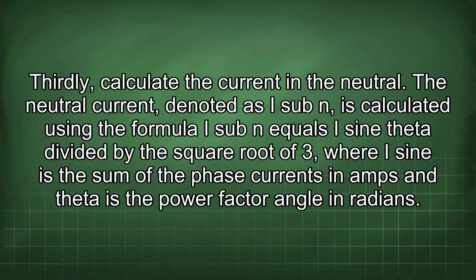Thirdly, calculate the current in the neutral. The neutral current, denoted as I sub n, is calculated using the formula I sub n equals I sin theta divided by the square root of 3, where I sin is the sum of the phase currents in amps and theta is the power factor angle in radians.